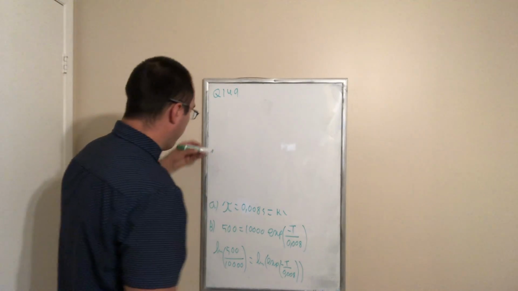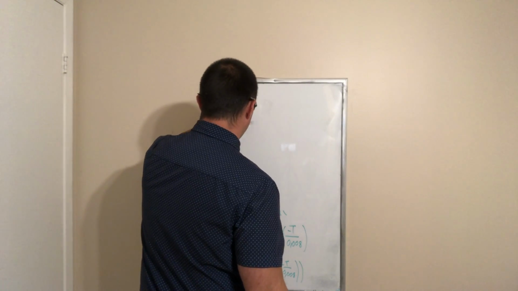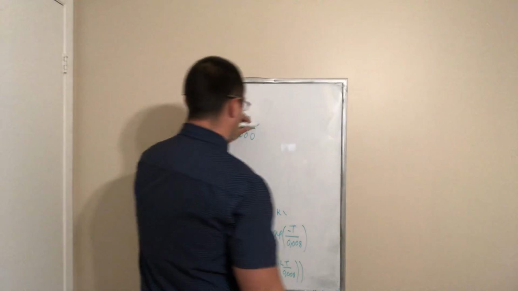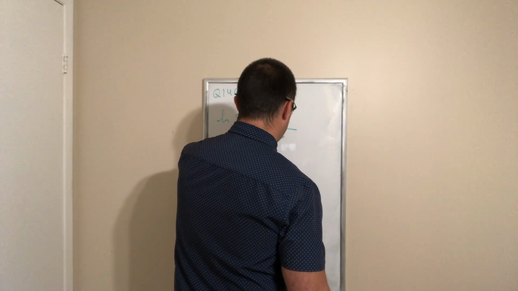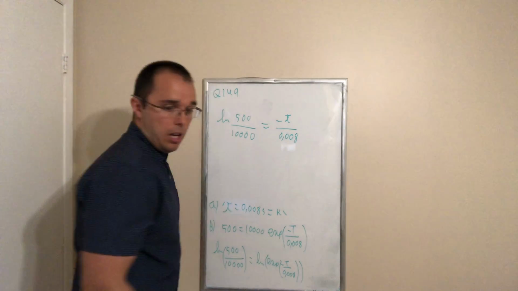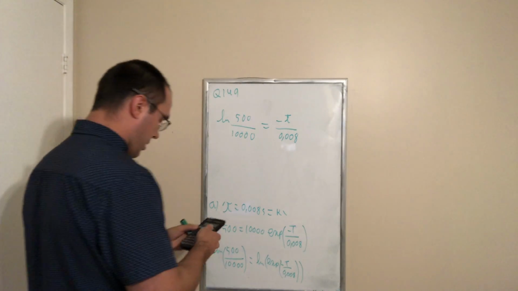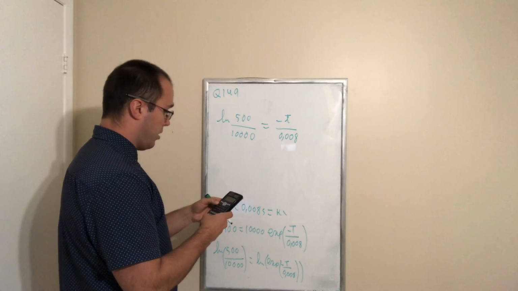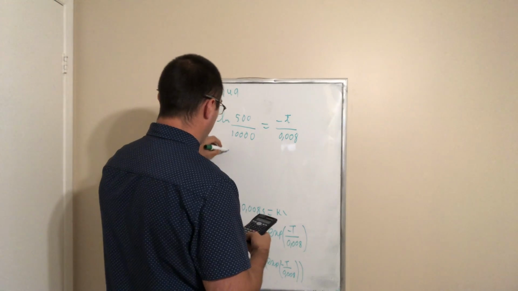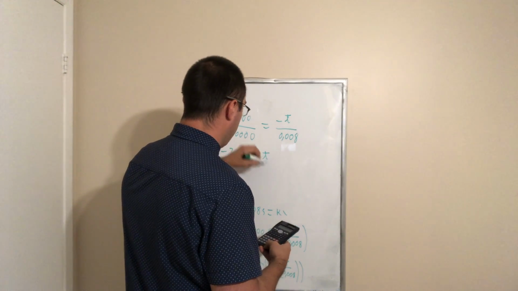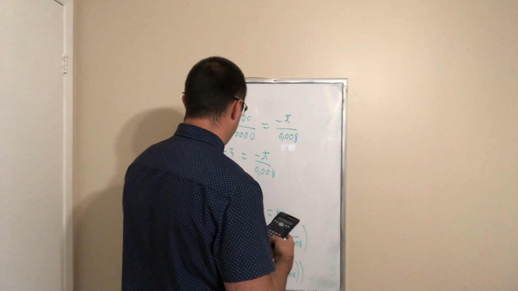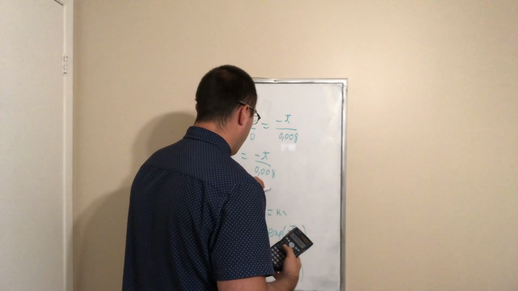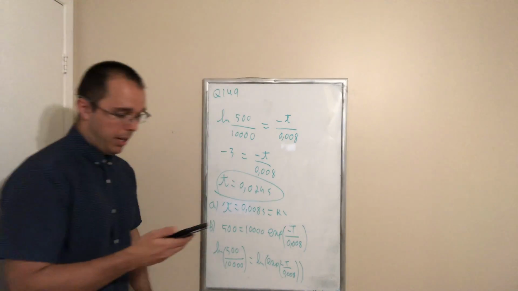All right, so we got ln of 500 divided by 10,000. Now note, ln and the exponential, they both cancel out. So we're left with minus t divided by 0.008. I will need my calculator for this. All right. So I get basically minus 3 is equal to minus t divided by 0.008. So both minus signs cancel out. We have the time is equal to 0.024 second, or 3 time constants, by the way.